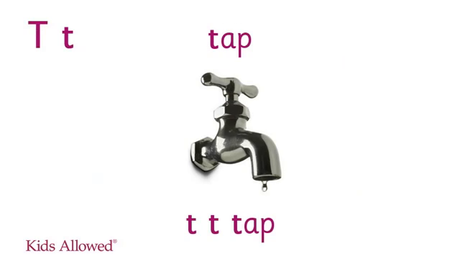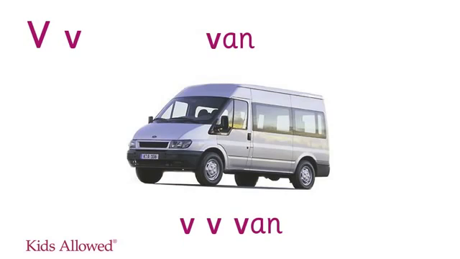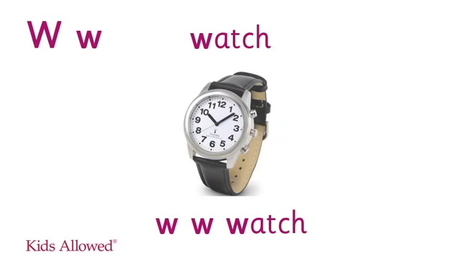T is for tap. Tap. U is for umbrella. Umbrella. V is for van. Van. W is for watch. Watch.